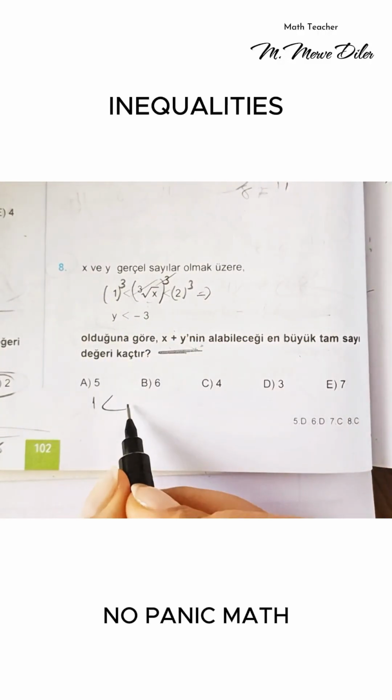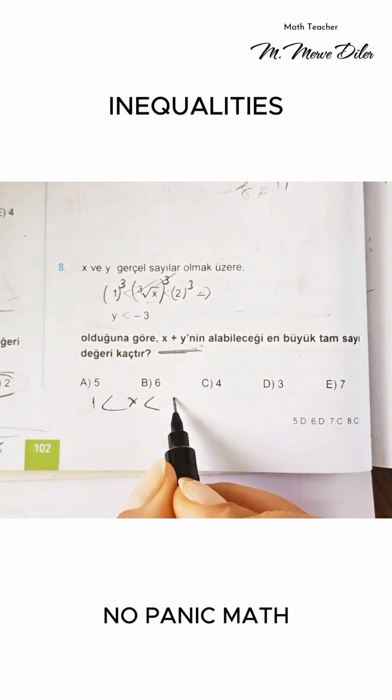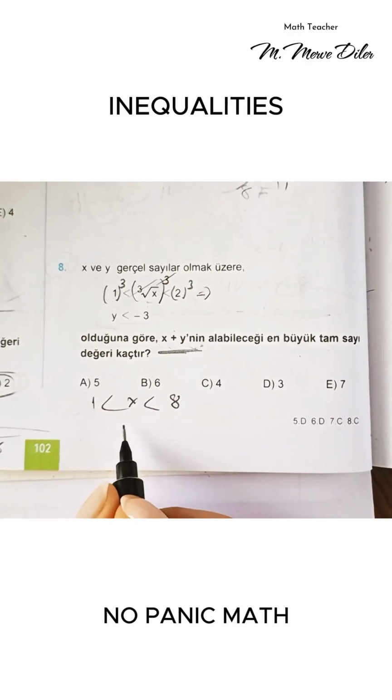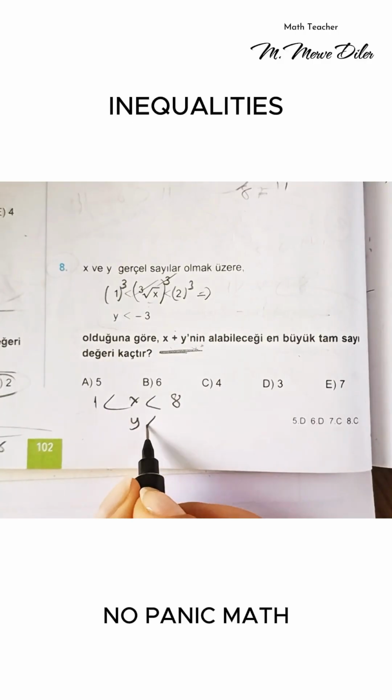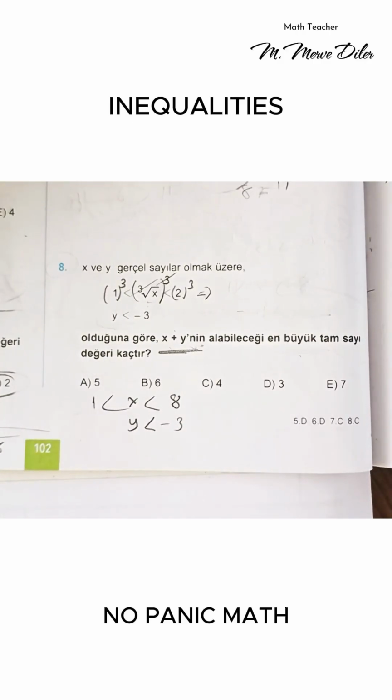What did we do? We got rid of the root. X is less than 2 cubed, which is 8. They've already given us the y interval. Exactly. If we come and write it here, it's done. Here, we're going to add side by side. Friends. Now, here's what we're going to do.